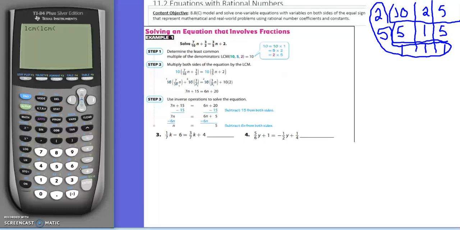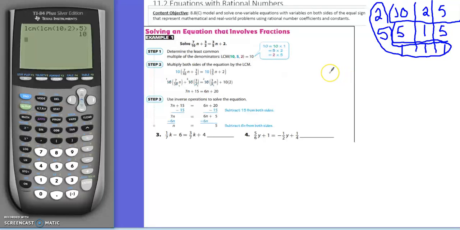Okay, so we have the number 10. We have the number 2. And we have the number 5. And then you hit enter. Okay, so that's another way of finding the LCM.